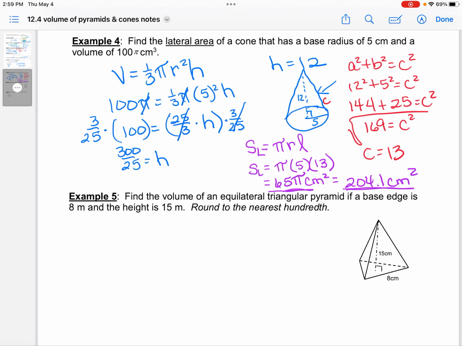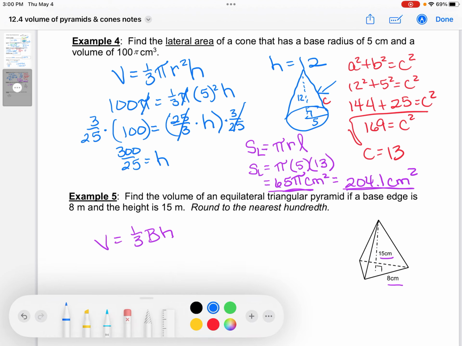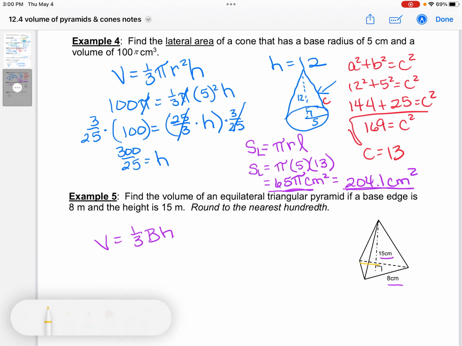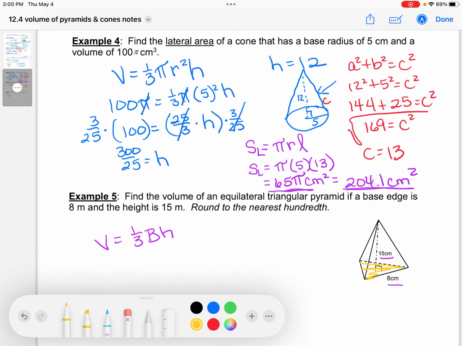Alrighty, so back to 12.5, 12.4, what are we doing? 12.4. All right. So here we are. We have 8, we have 15. I'll stay purple for a minute. So volume is 1/3 base times height. Okay, so first of all, let's do the base.